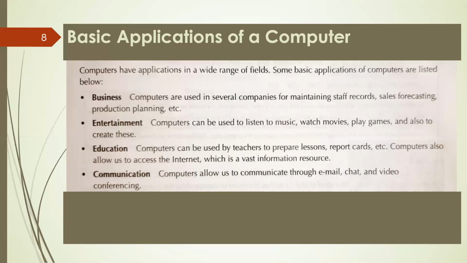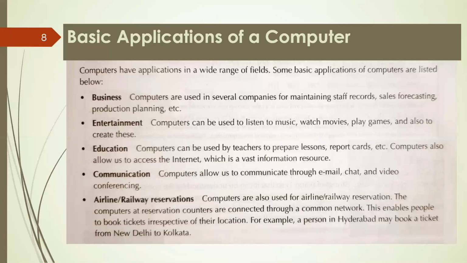Okay. Next is airline or railway reservations. Computers are also used for airline or railway reservation. The computers at reservation counters are connected through a common network. This enables people to book tickets irrespective of their location. For example, a person in Hyderabad may book a ticket from New Delhi to Kolkata.